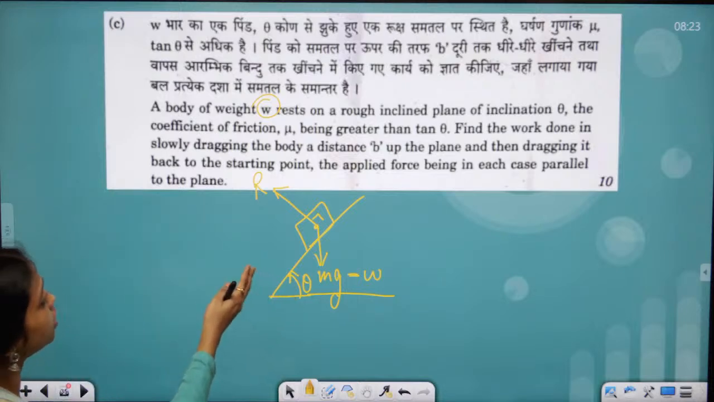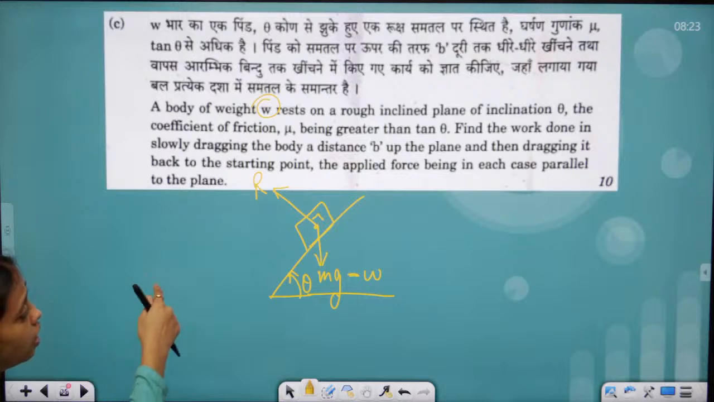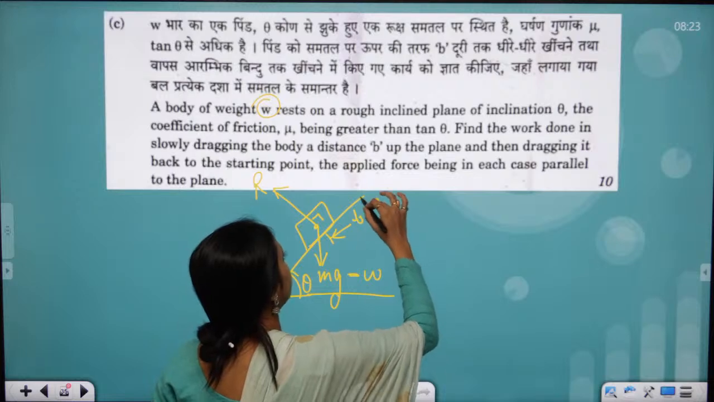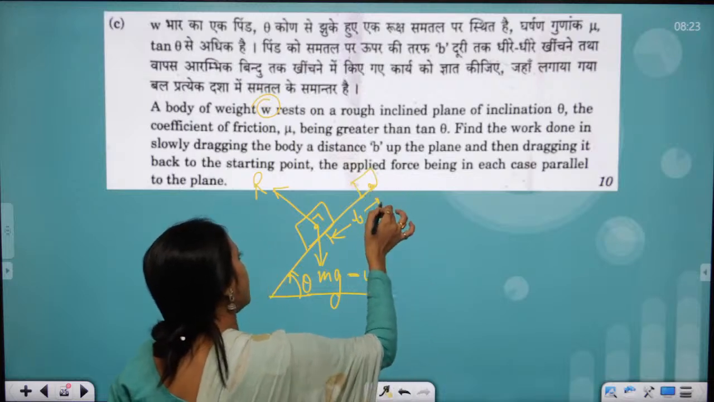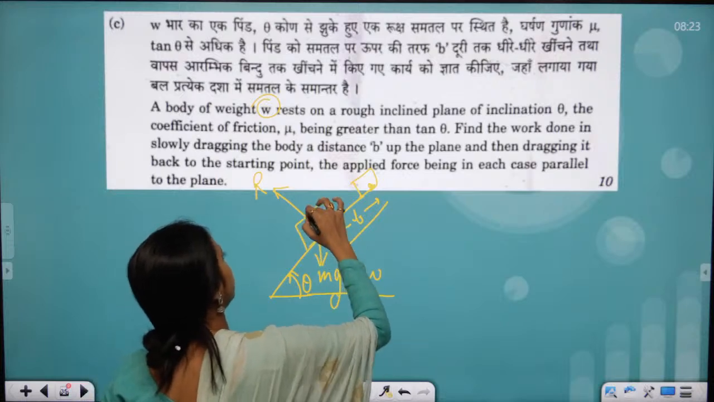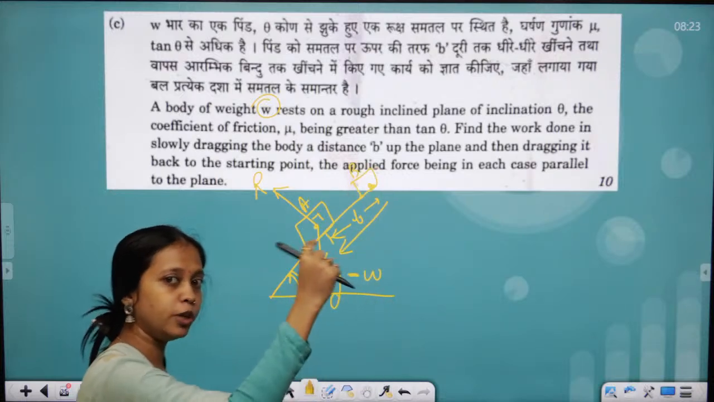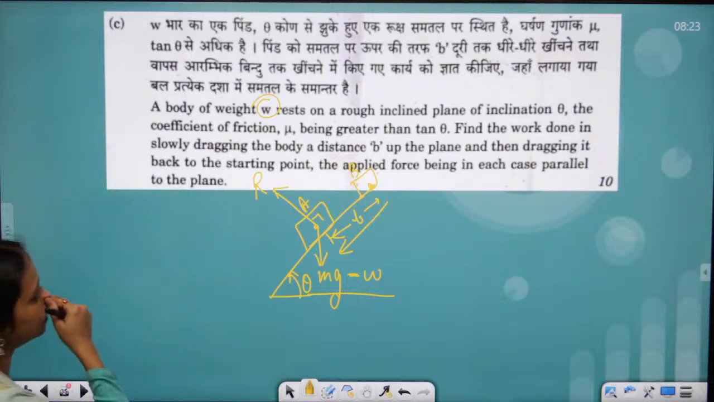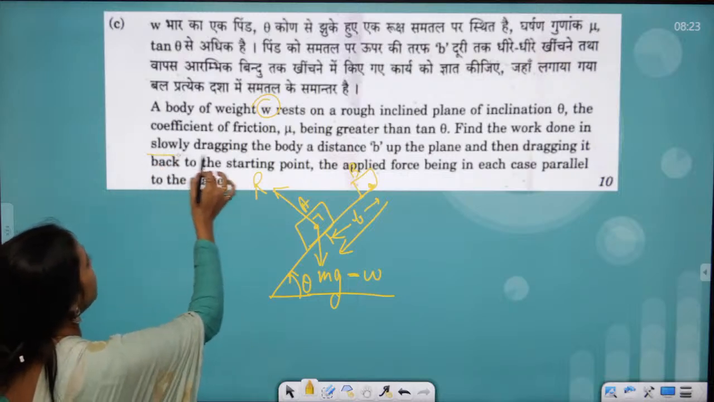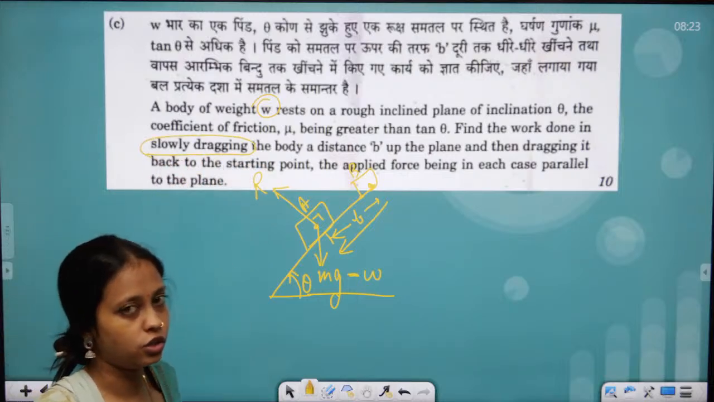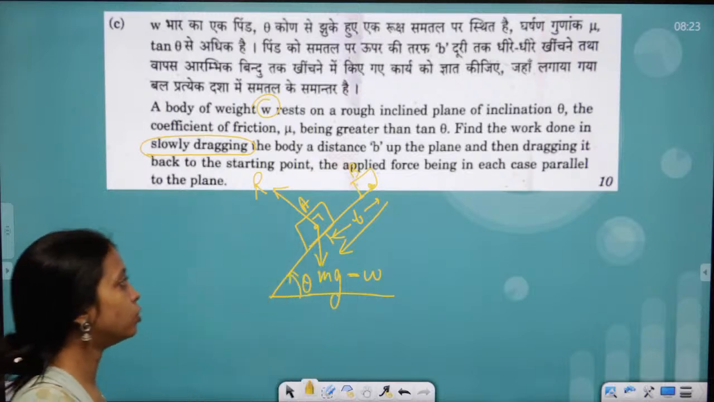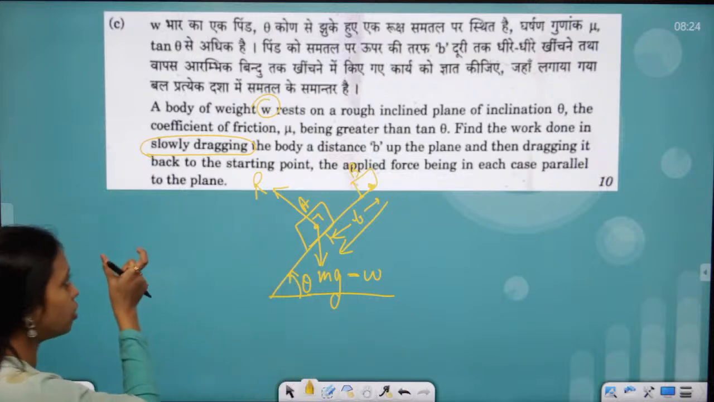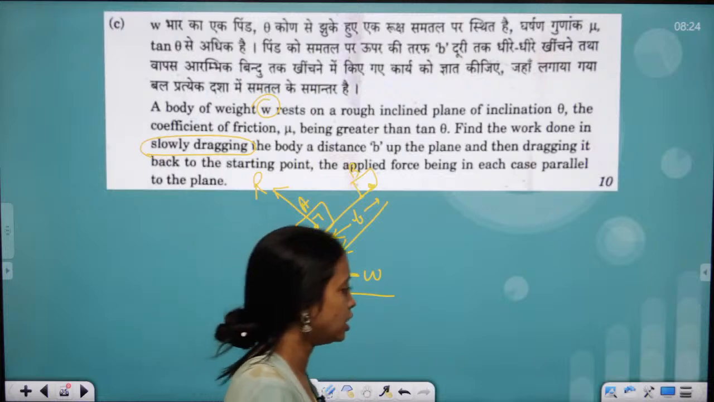Then they are telling you that the body is dragged a distance b, so let us say to this point, and then again back to the same position. So if this position is A and this is B, from A to B, from B to A, they are dragging the body up and down. Slowly dragging the body means there is no change in the kinetic energy, so you don't have to work on that additional factor. That word slowly is very important over here.